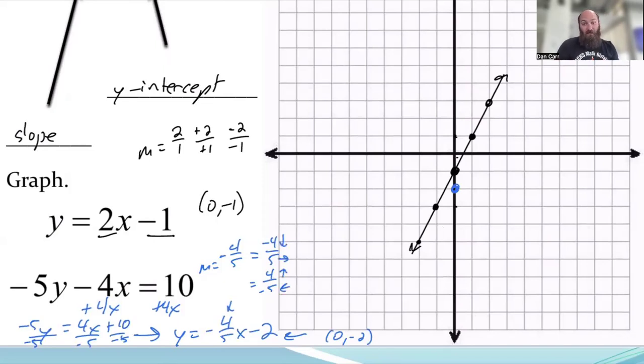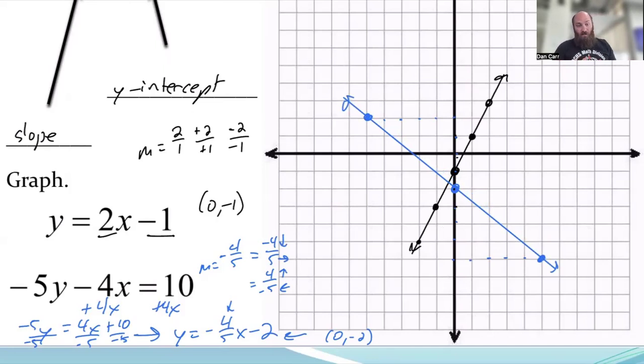So if I do that, I got 1, 2, 3, 4 up, 1, 2, 3, 4, 5 to the left, or 1, 2, 3, 4 down, 1, 2, 3, 4, 5 to the right. So this is one, whoops, fix that. There we go. So that's one option of graphing that. We transform it into y equals mx plus b first.